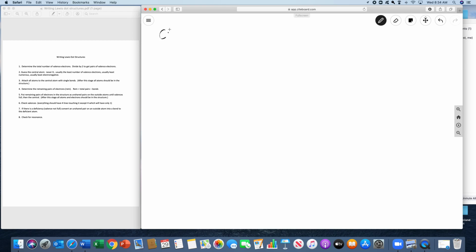Okay, CH4. I'll try to make my handwriting better. So the first step, we have a carbon and we have hydrogen. We have one carbon, we have 4 hydrogens. Carbon, if you remember, look at the periodic table, has 4 electrons in its valence. Hydrogen has 1 electron in its valence. That means there's 4 and 4. That means there's 8 electrons. Divide that by 2. That means there's 4 pairs.